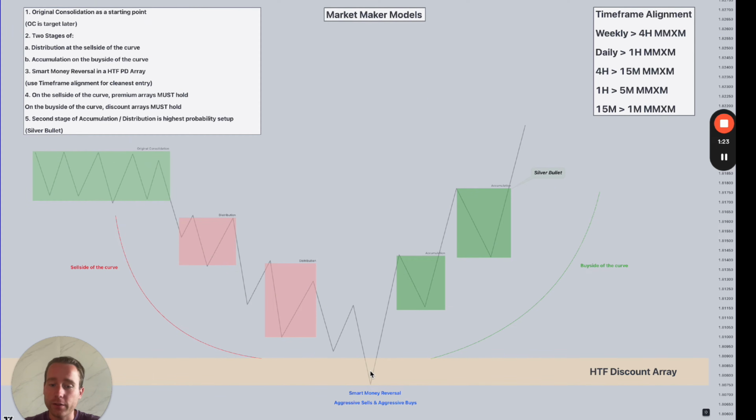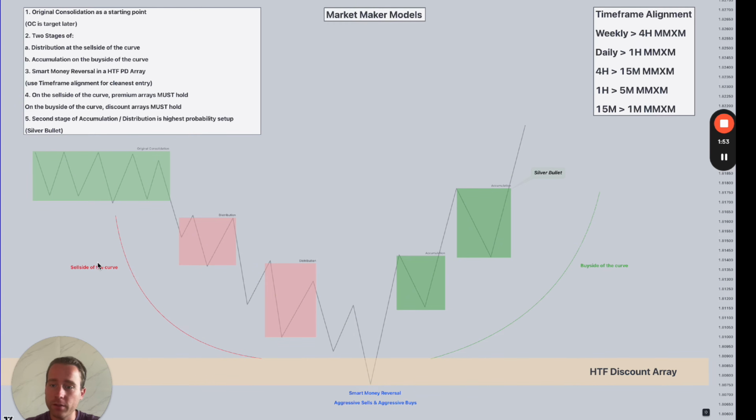And that's aggressive sells, aggressive buys. And you want to use time frame alignment for the cleanest entry. So that means if this is a weekly discount array, look for a 4-hour market maker model. Is this a 4-hour discount array? Look for a 15-minute market maker model. And even for the scalpers watching this, if this is a 15-minute discount array, look for a 1-minute market maker model.